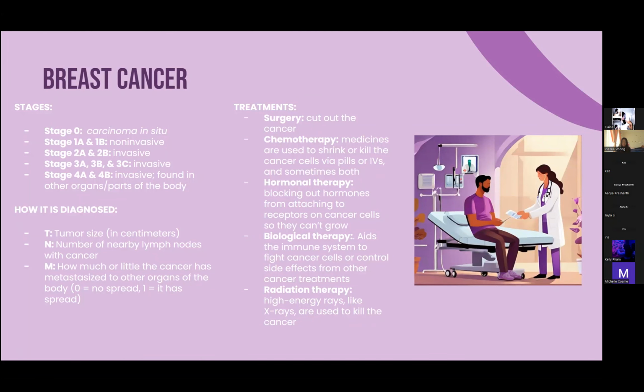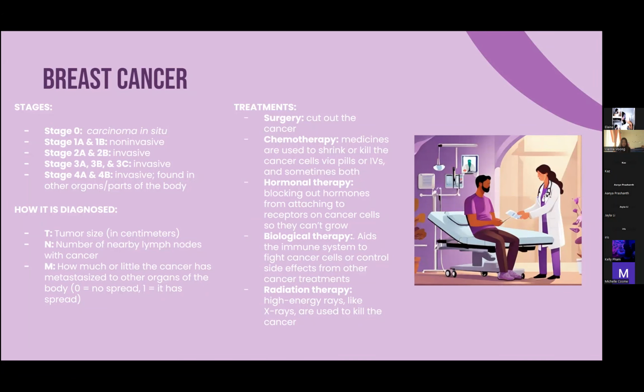So these stages are diagnosed through a process called TNM, where doctors look at the T, the tumor size, N, the number of nearby lymph nodes that have been infected, and M, how much or little the cancer has metastasized.